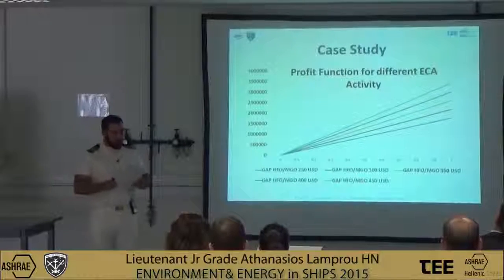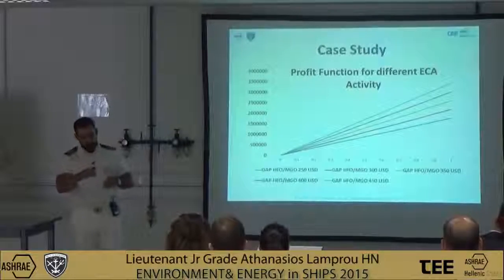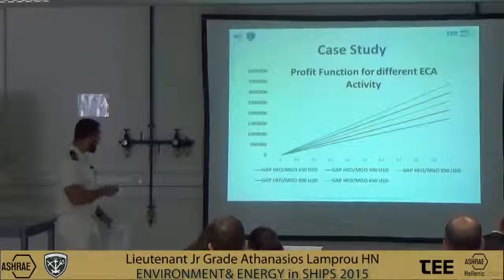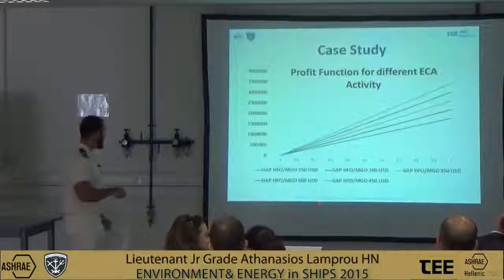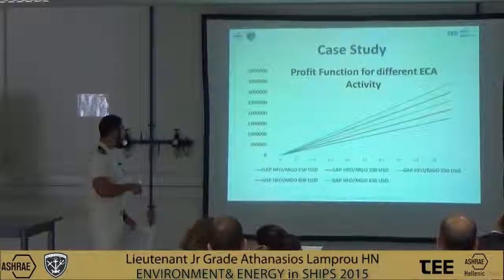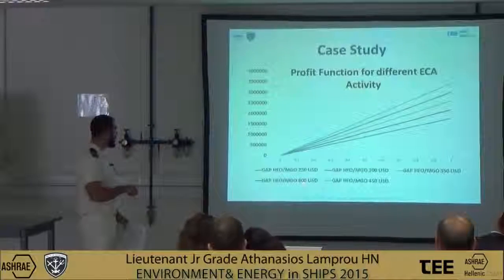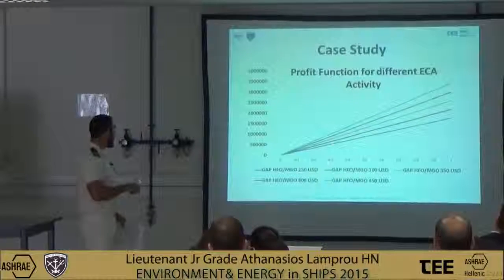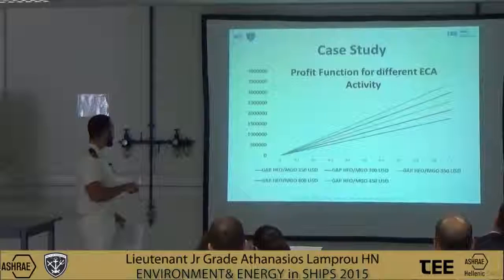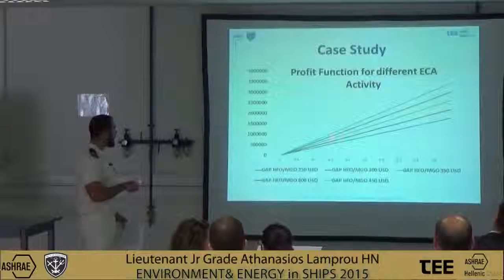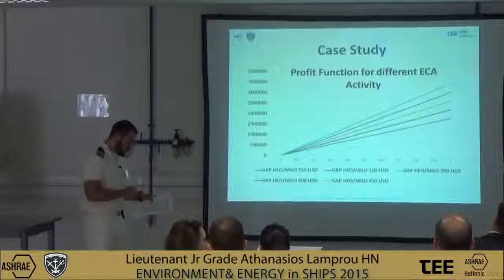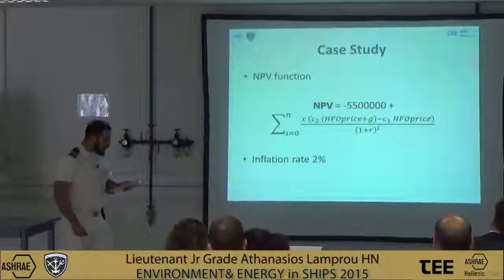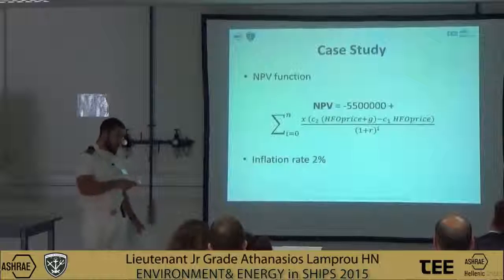The outcome of the profit function per year is shown in the current slide. We can see, for example, that for an ECA activity of 30% and a gap between the prices of 400 US dollars per ton, this is the purple line, for a year, a manager is going to earn approximately $1 million from his investment. And the net present value will be calculated by the equation shown in the slide.